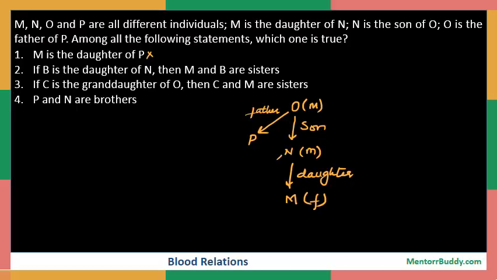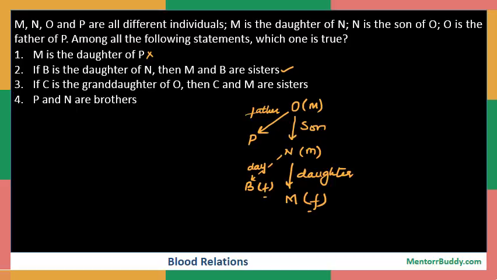Second statement says if B is the daughter of N, then M and B are sisters. It's given that B is the daughter of N, that means M and B are sisters. As we can clearly see, N is the father of M and N is the father of B, and B and M both being female can be sisters to each other, and therefore I can say that this statement is correct.